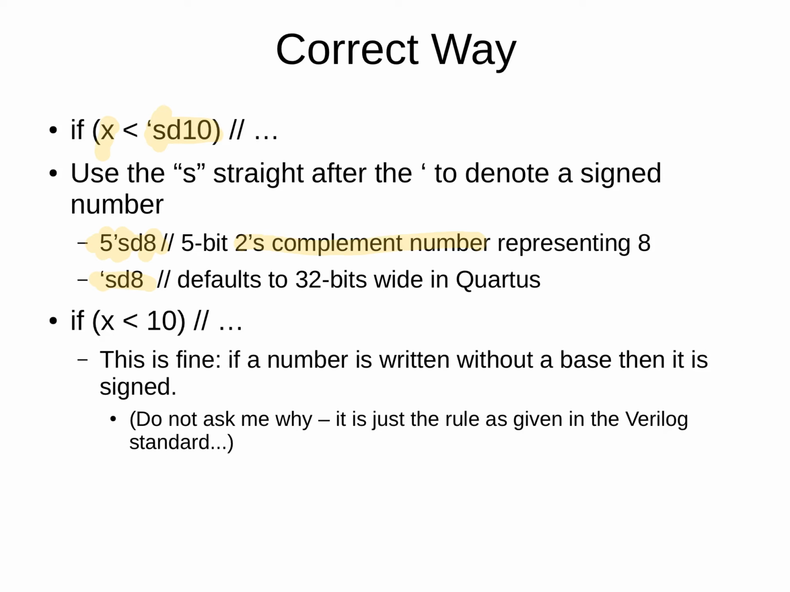Now, Verilog is a little bit unusual, maybe due to its long history, but the number 10 without anything in front of it, without a D for decimal, is actually interpreted as a signed number. Personally, rather than memorize all the rules, which you could do, it might be better to avoid any ambiguity and always use S if you want a signed number.